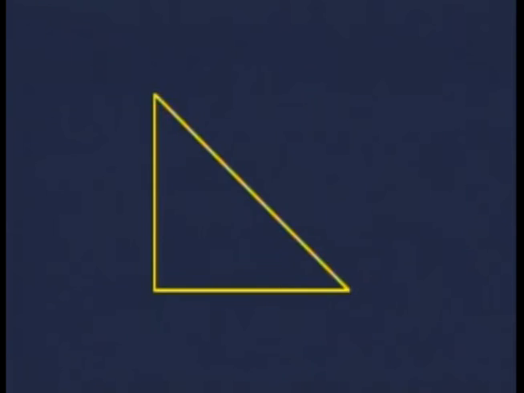In this lesson, we'll learn about right triangles. A right triangle is a triangle that has one right angle in it. All right angles measure 90 degrees. The sides that make the angle are perpendicular. This symbol shows that an angle is a right angle.